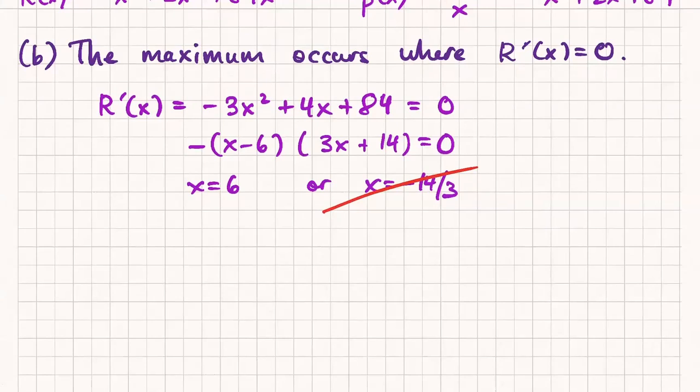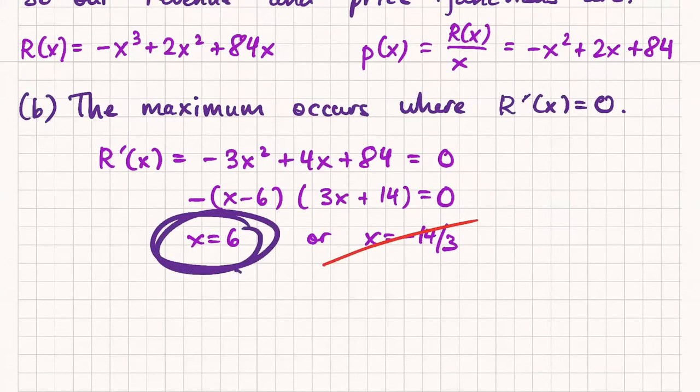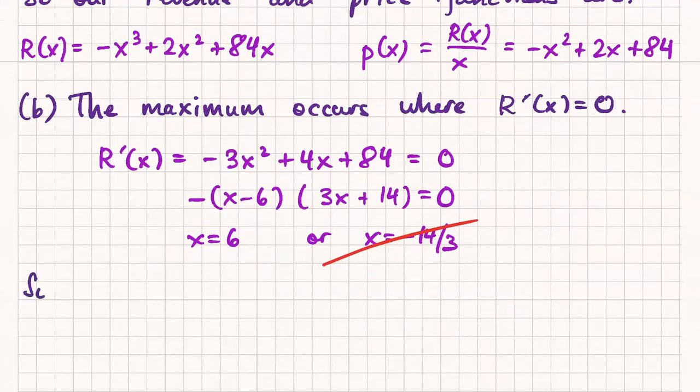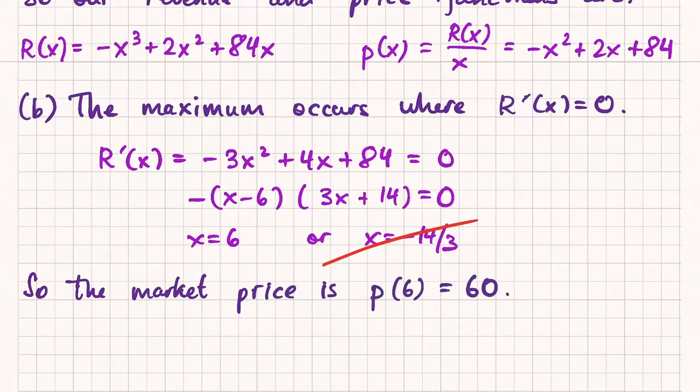So this just tells you if you want the revenue to be a maximum, you should produce 6 units. But the question actually asked, what should the price be? So I need to take my x equals 6 and put it back into my price function from the previous part. So P of 6, and you should get 60.